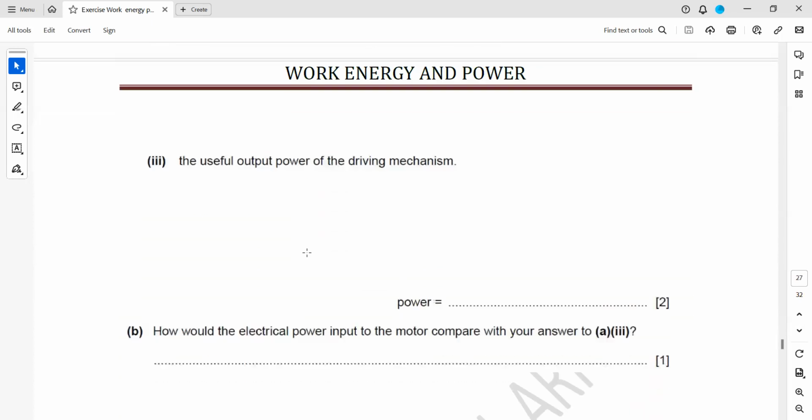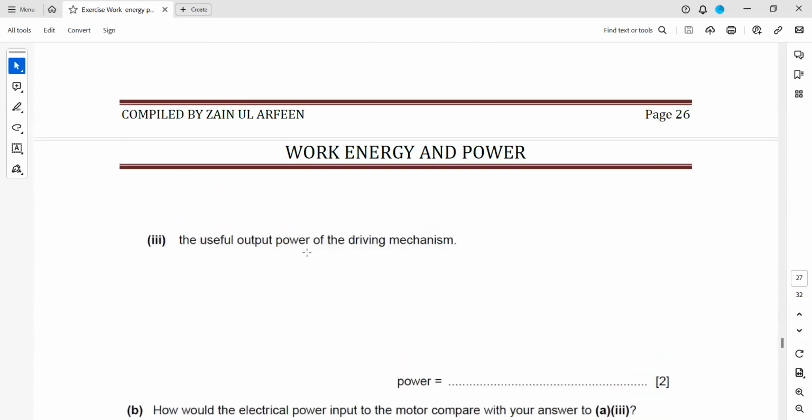Next, the useful output power. To get the power, it's energy divided by time. So power is work or energy. So 98 joules is consumed. And how much time? It was taking 40 seconds, that was given in the question. So 98 divided by 40, what's the answer? 98 divided by 40 is 2.45. So the power will be equal to 2.45 watts.